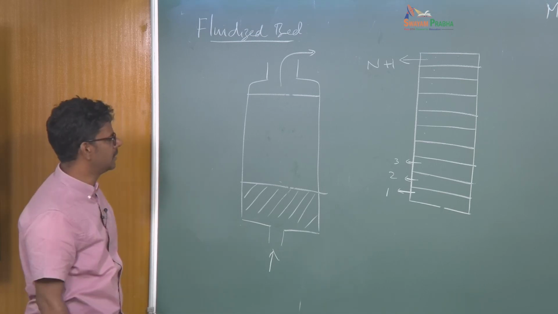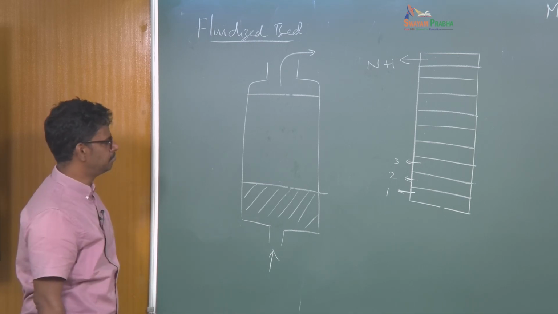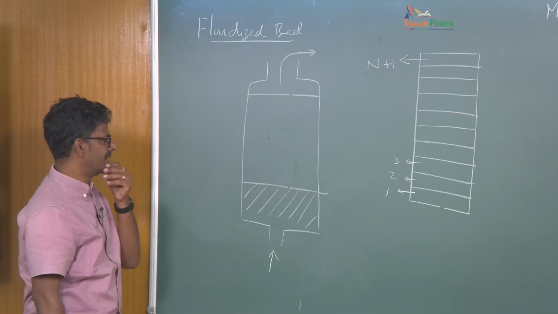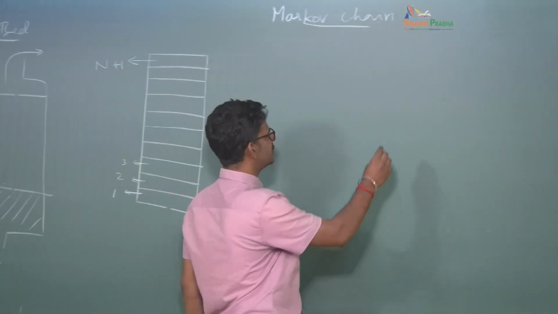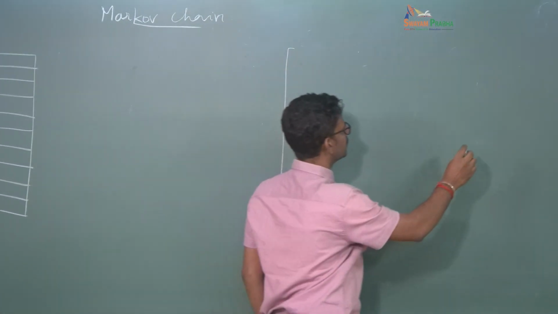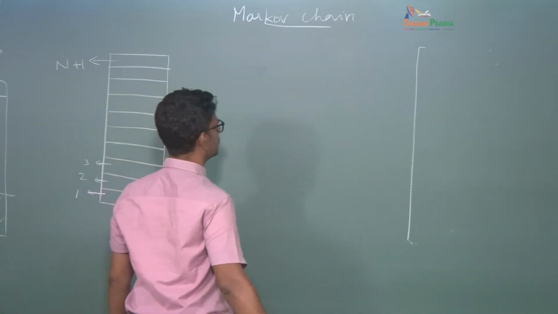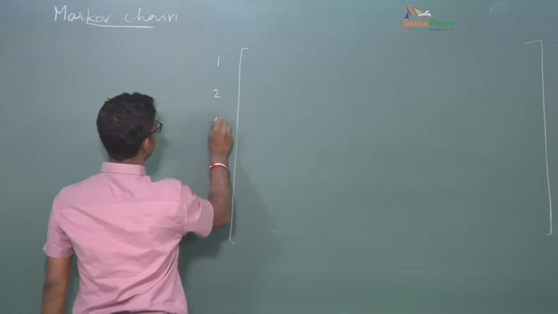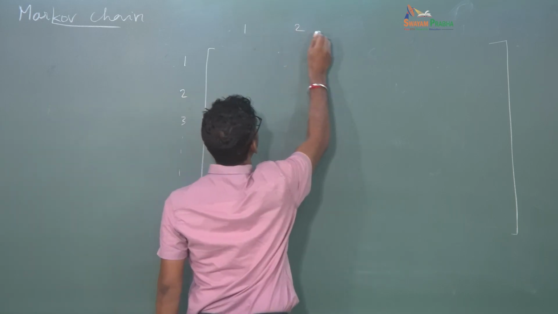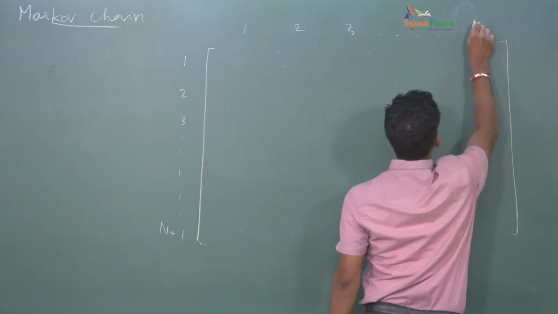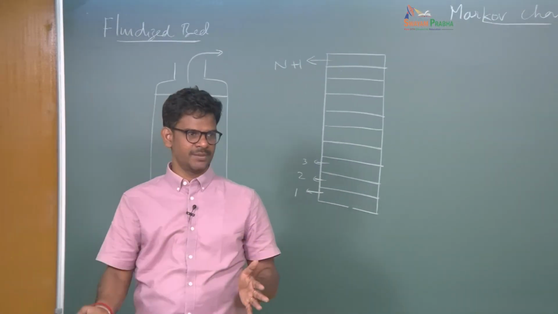So how do we do this? We are basically thinking about a transition matrix, something like this. It's going to be n plus 1 by n plus 1. You have cell 1, 2, 3 all the way up to n plus 1. Similarly, cell 1, 2, 3 all the way up to n plus 1. So the dimension of this transition matrix is going to be n plus 1 times n plus 1.